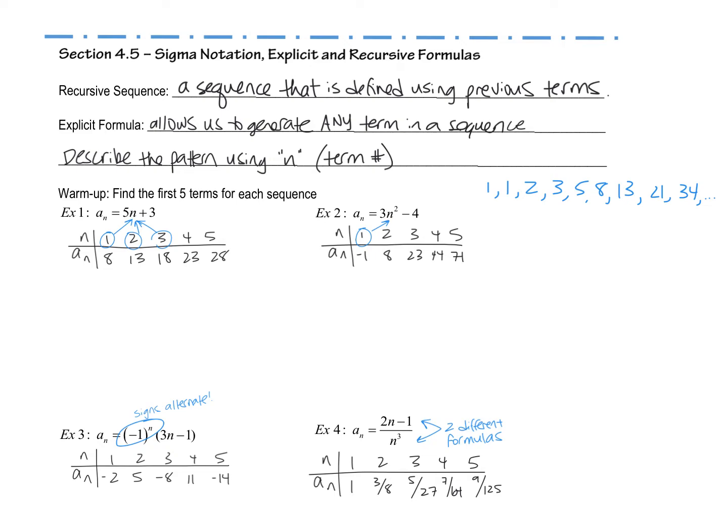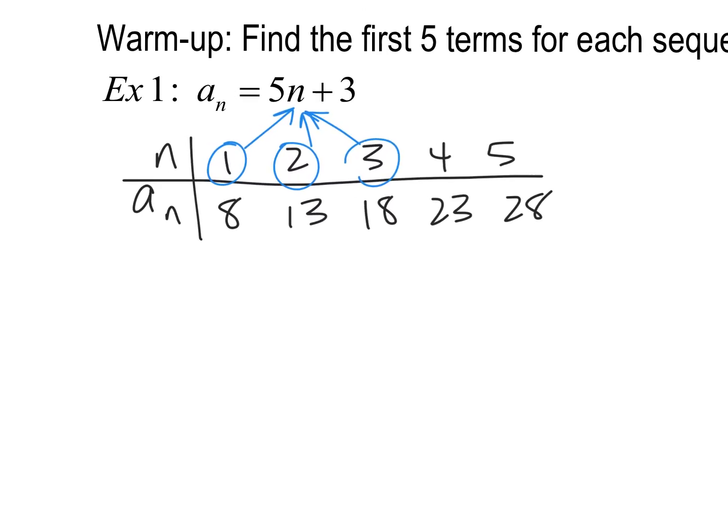All I like to do is make this sideways T-chart. For n, if you want the first 5 terms, I'm just plugging in the first term, second term, third term, fourth term, fifth term. Remember that n means term number. In order to figure out the first term, that's what a sub n, a sub 1 means, the first term, all you do is you plug in 1 to the formula and you get 8. To figure out the second term in the sequence, you plug in 2 to the formula and you get 13.